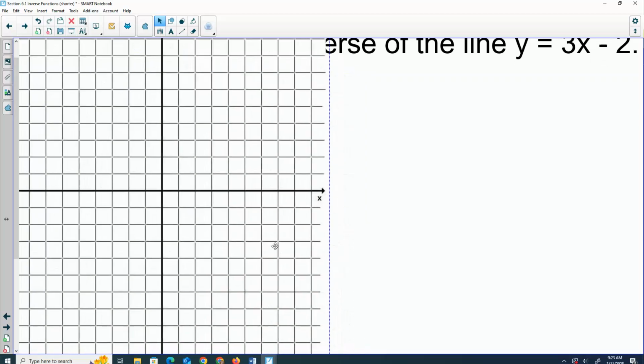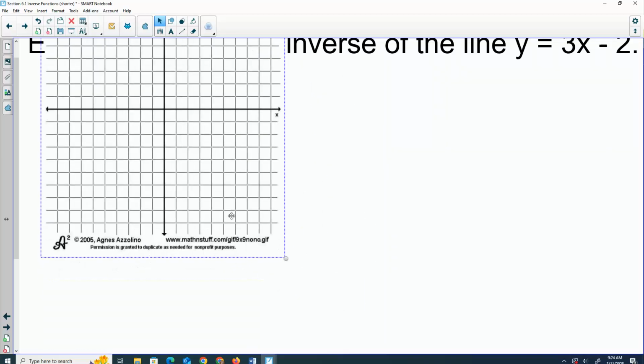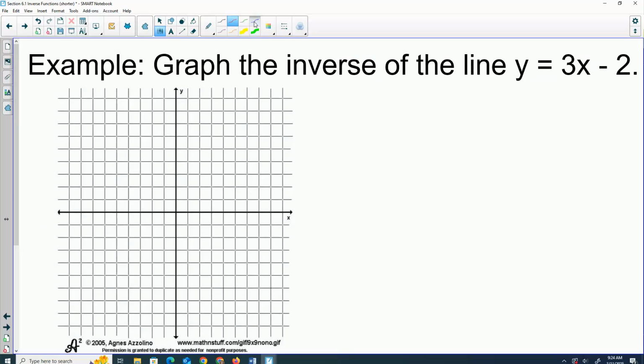So if I wanted to graph the inverse of y equals 3x minus 2. Let's start, we could just graph 3x minus 2. That's a line. Y-intercept is, slope is up 3 over 1. I can't draw straight lines, so I have to put a lot of lines. So that is 3x minus 2.